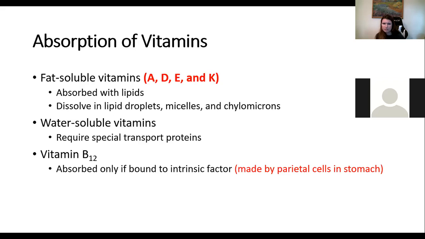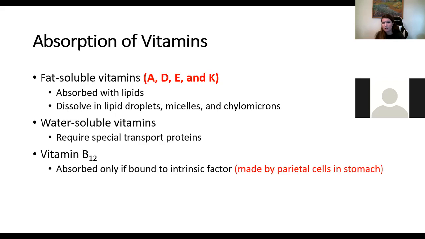Water soluble vitamins require special transport proteins. Water soluble vitamins can't get across the cell membrane on their own, so they're going to need help. So sometimes with water soluble vitamins, you'll hit a transport maximum. If you don't have enough transport protein on the cell membrane, then it doesn't matter how much vitamin you're taking. It's basically not going to get absorbed in your body, because you can't get it all the way through.